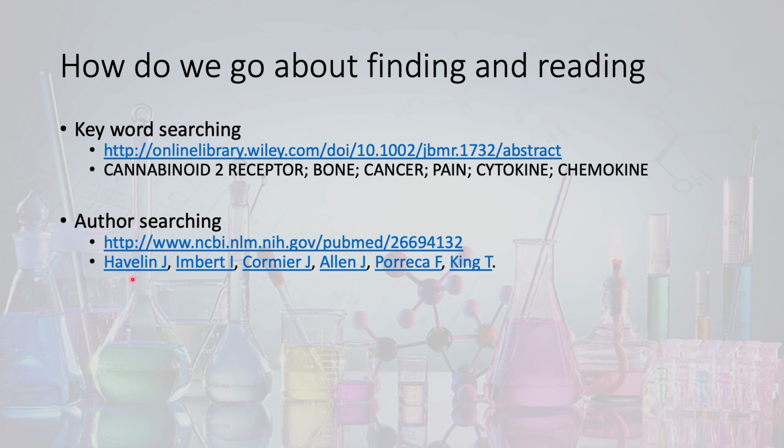For instance, if we knew these 6 people had published an article, but we didn't know the name or the contents, we just knew that they had published one, you could type in all these author names on PubMed, and up would pop that specific paper.